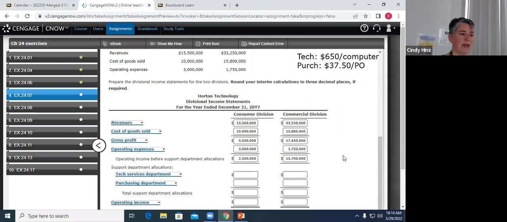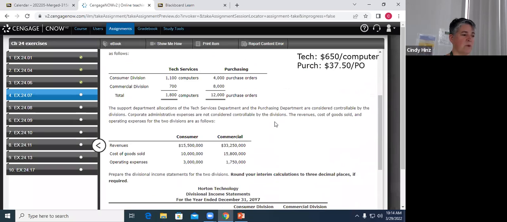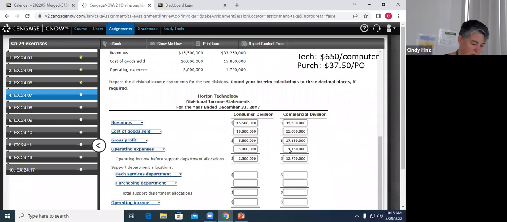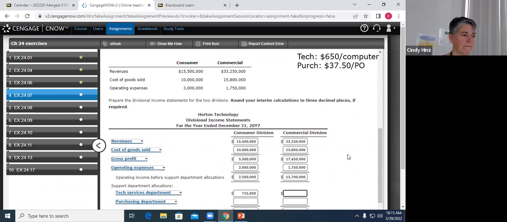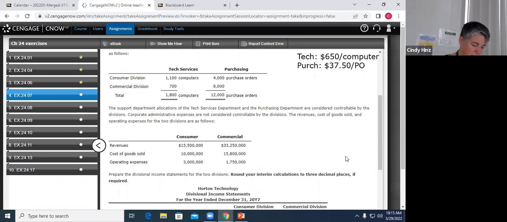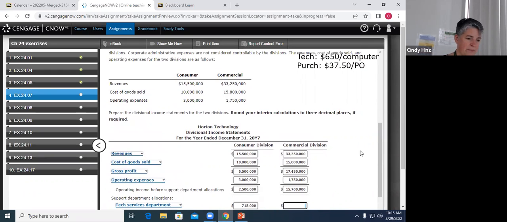Okay, so now we're going to do the allocation to the consumer division based on their actual usage of these services. Tech services supports 1,100 computers for the consumer division, 1,100 computers at the rate we already calculated, $650 per computer. We're going to allocate $715,000 of tech services to the consumer division. And the other 700 computers are within the commercial division. So 700 computers at $650 each is a total of $455,000.